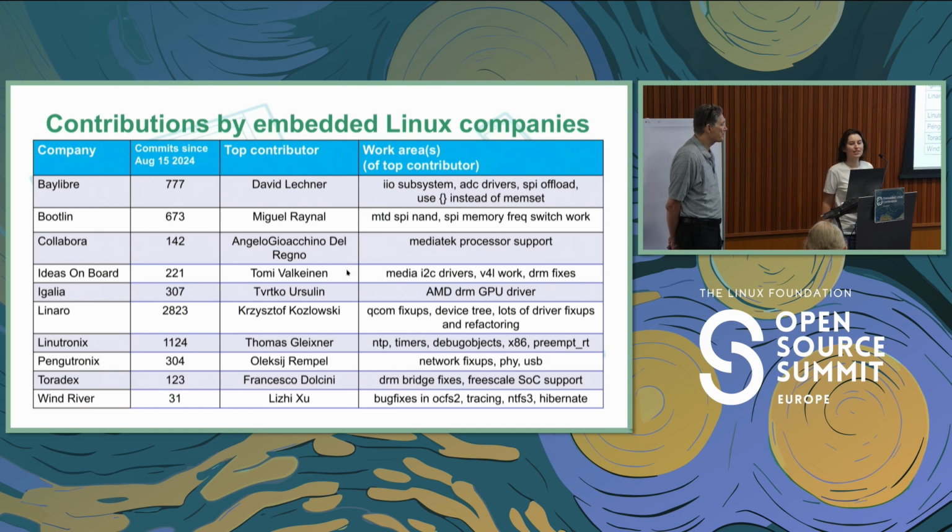The contributions by embedded Linux companies. Some people like this slide with statistics on which company has had how many commits for the last year, and then the top contributor from the company. That doesn't mean that that person did all of that, right? And then what kind of work that person did. We can see that there's a big range of various types of activities, from GPUs to networking and processor support. So we are getting a lot of work from embedded Linux companies.